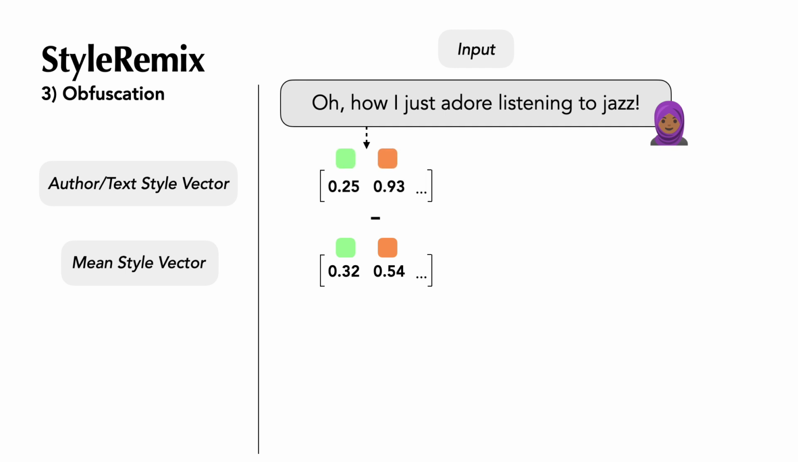Next, we're going to take the difference and see how much does this author's style vector differ from the mean. The intuition here is that we want to identify the specific style elements that this author is over or underrepresenting. So in this case, we can see since green corresponds to sarcasm, this author has slightly lower sarcasm than average, and since orange represents formality, they have much higher formality than the average author.